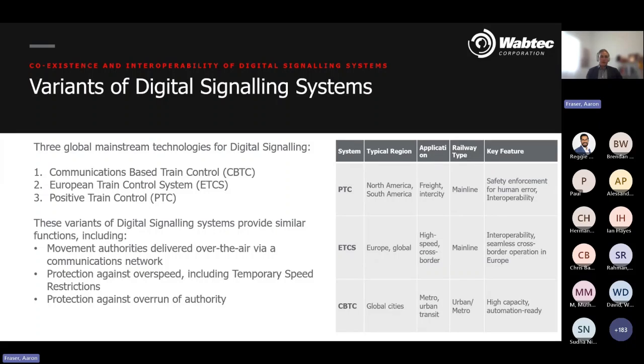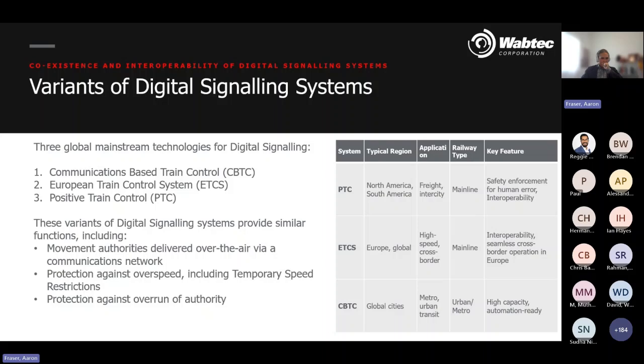So while these systems were developed for different operational contexts, all three provide core digital signaling functions. This includes sending movement authorities wirelessly, if we only focus on ETCS level 2 out of all the different levels of ETCS, using radio or cellular networks rather than relying on traditional trackside signals. They also provide overspeed protection, helping enforce speed limits and temporary speed restrictions automatically, and they safeguard against an overrun of authority, which means ensuring a train does not go beyond its permitted limit of authority, critical for preventing collisions. So while each system is tailored to its specific environment and the needs of the operator, the core purpose remains the same: increasing safety and efficiency through real-time communication and automation.